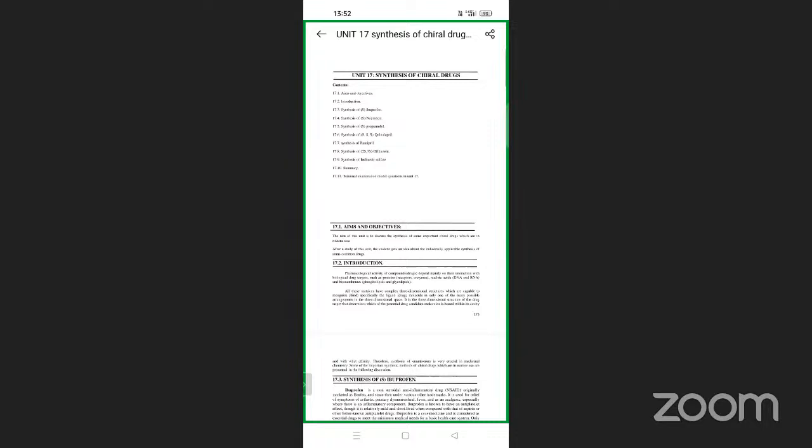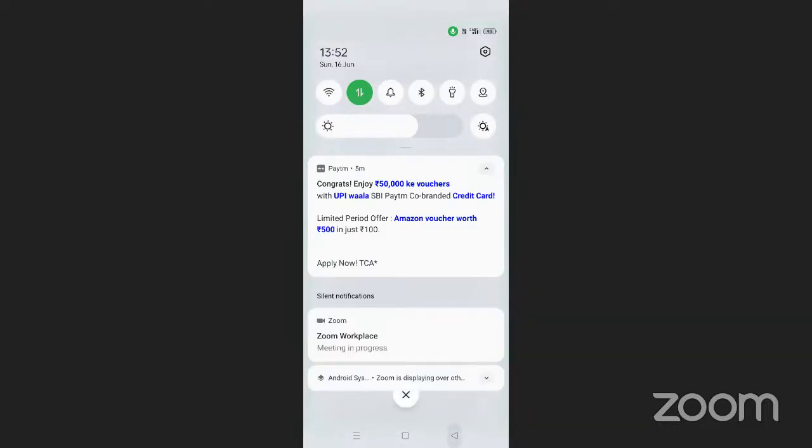So yesterday we discussed the chiral drugs, and we discussed the expected questions from those chiral drugs. And today we will see the synthesis of some important chiral drugs.